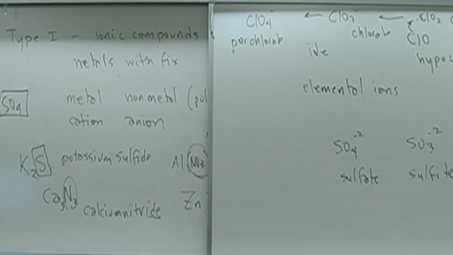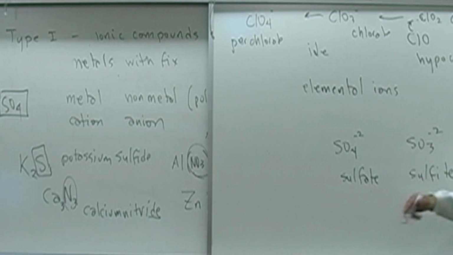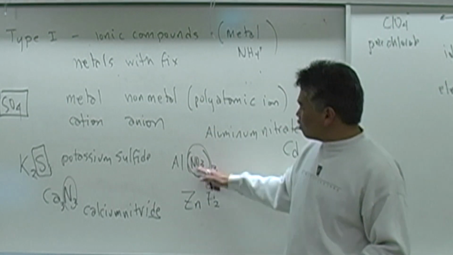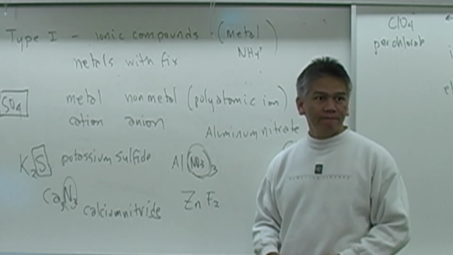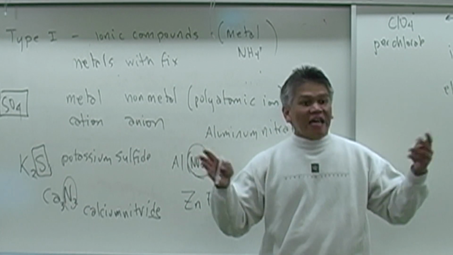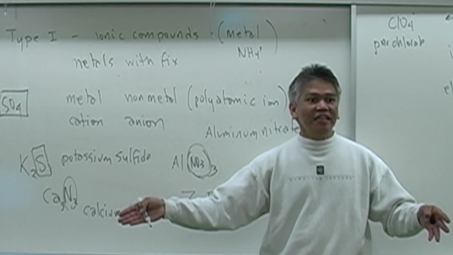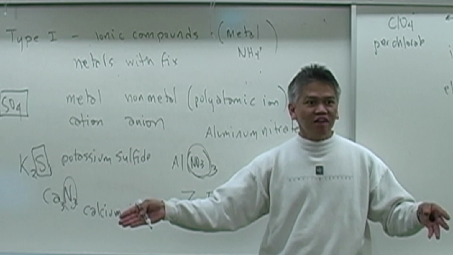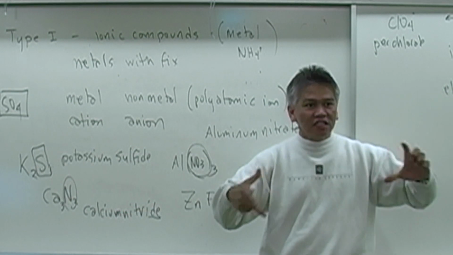Nitrate, if you look at table 5.8, is NO3 minus. That's nitrogen and oxygen, three times. How come the name doesn't have oxygen in the name? Because NO3 is its name. Nitrate is its name. You don't say nitro oxide, because it's a polyatomic ion.